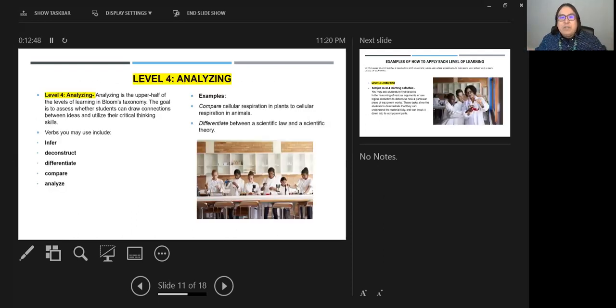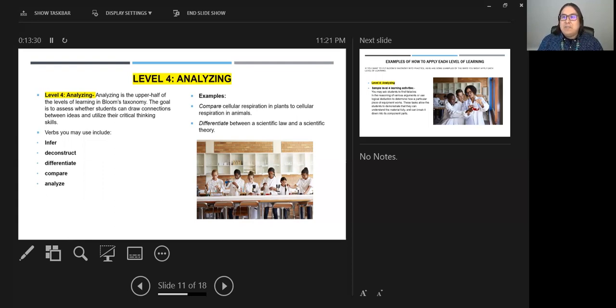All right, level 4. So we're starting to go up the line here. This is analyzing. It's assessing whether students can draw connections between ideas and utilize their critical thinking skills. So this is where we want our students to be critical learners, critical thinkers. But as educators, we know that this is an area where we struggle. It may need guiding. You need to scaffold their learning to be able to infer, deconstruct, differentiate, compare, and analyze.